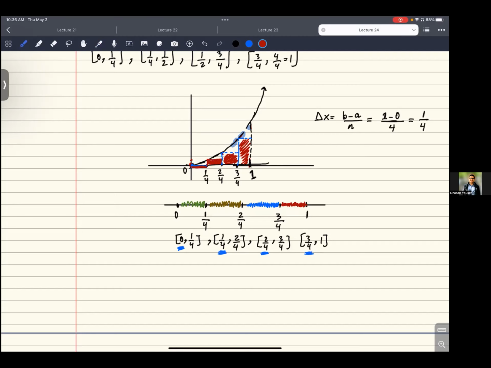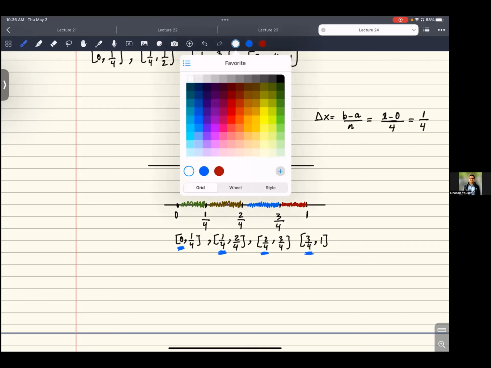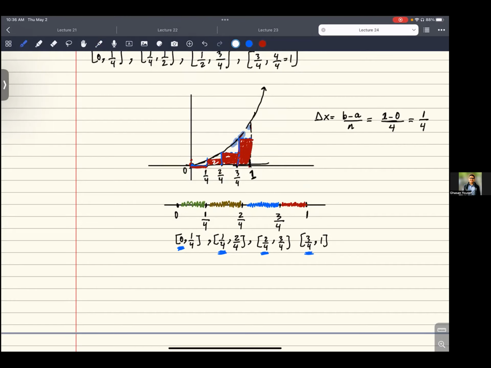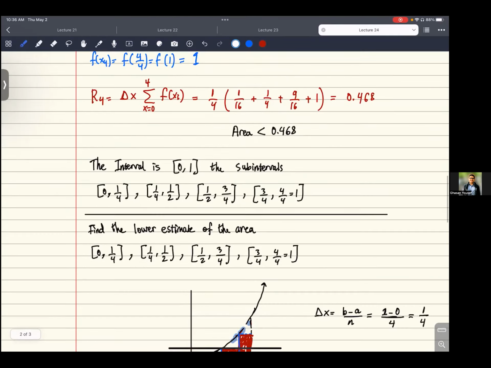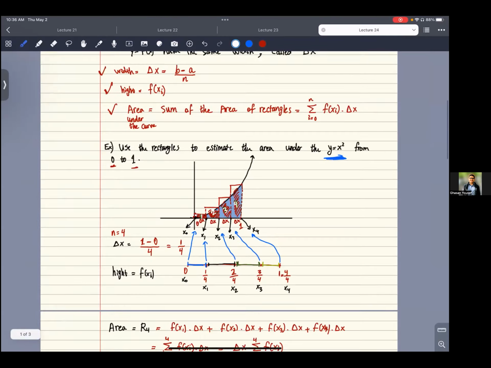Here's the first rectangle, it is the line. This is the second one. This is the third one. This is the fourth one. Now I'm going to find the area of these rectangles. So I call this one 1, here's 2, here's 3, here's 4. Look at the difference between this one and the other one.